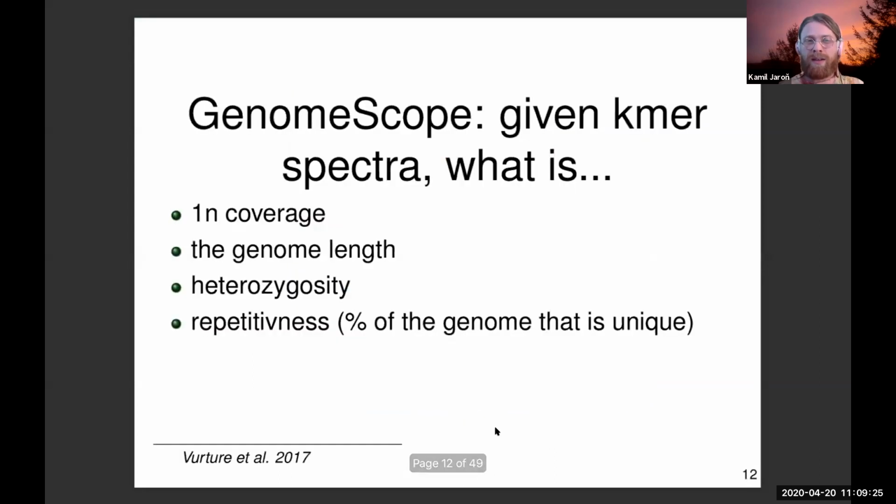There are actually a bunch of implementations for this, but I would say that one of the recent popular ones is GenomeScope, where the model fits 1n coverage, and given the 1n coverage that was also fit as a parameter of the model, it estimates the genome length, heterozygosity, and repetitiveness. It's also a model that is aware of the duplications, so it assumes that the heterozygosity might overlap with duplication. So there is a bit of combinatorics involved, but it's not that insane to imagine how it works.